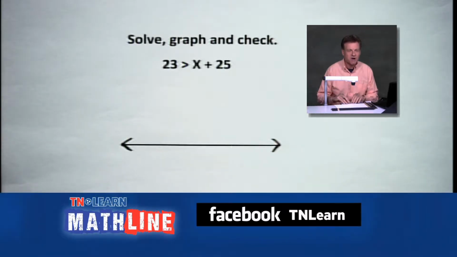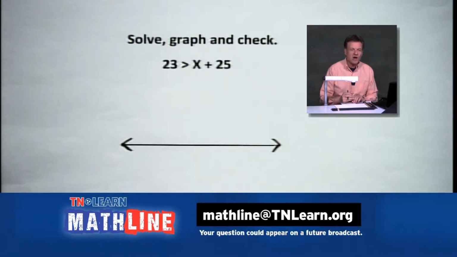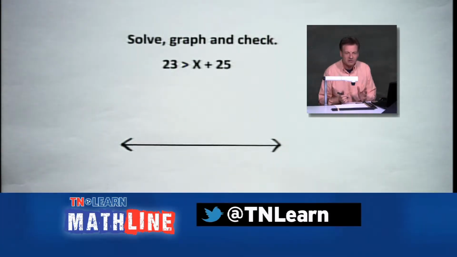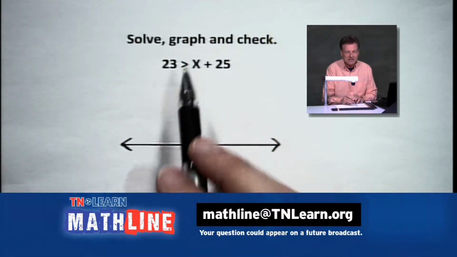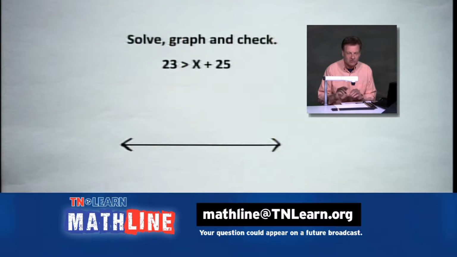Let's take a look at our next problem here. It says 23 greater than x plus 25. Now, a lot of times we just get nervous. I know I used to when I was younger. I've gotten used to it now. But when that x appears on the right side, we get a little bit, oh, what do we do? Well, we're still going to work it like we wanted to. We want to get x by itself.